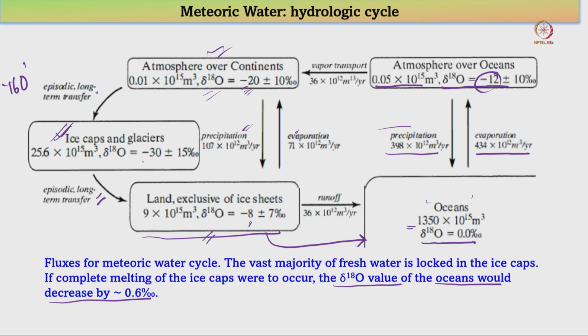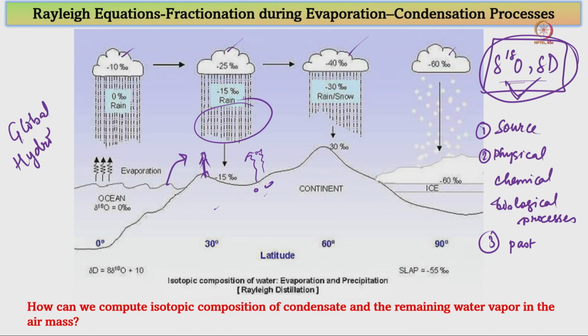Why? Because as the air mass moved from the equator to the ice caps, these ice masses had more and more negative values, so minus 60 parts per mil. So here 16 oxygen is more abundant, very much more abundant as compared to the 18 oxygen.